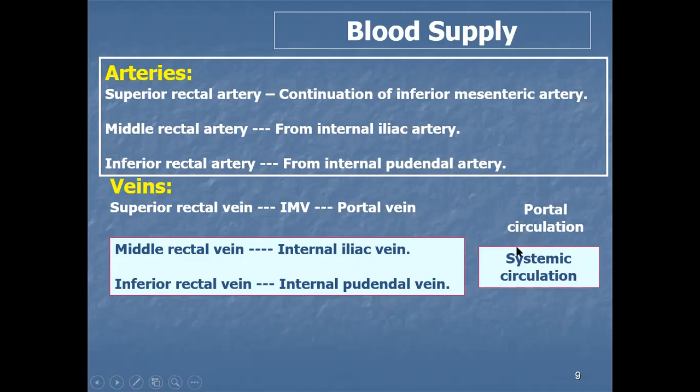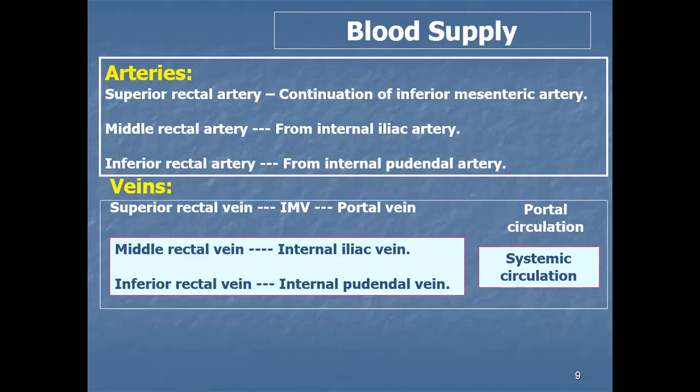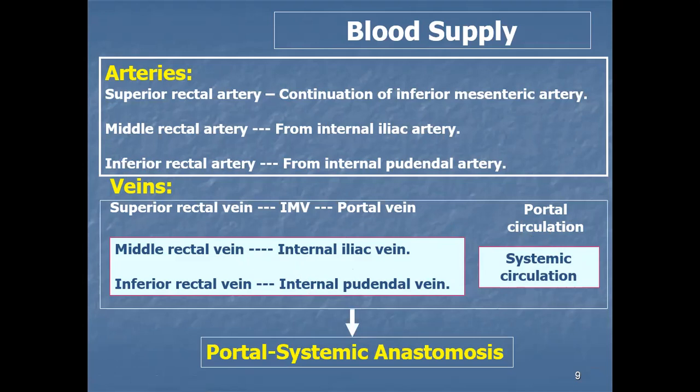So this site will become the junction between the portal and systemic circulation. So that is called the portocaval anastomosis, or the portal systemic anastomosis. This junction between the portal vein as well as the systemic vein leads to a condition called the portocaval anastomosis.